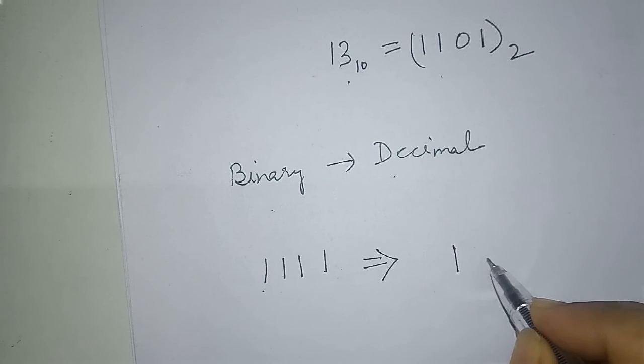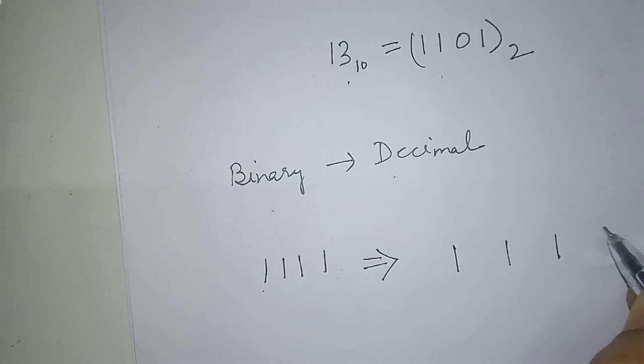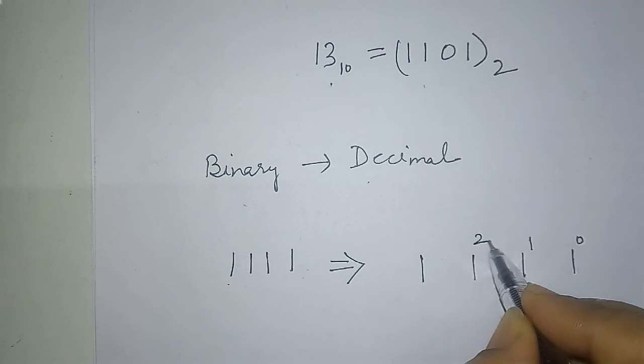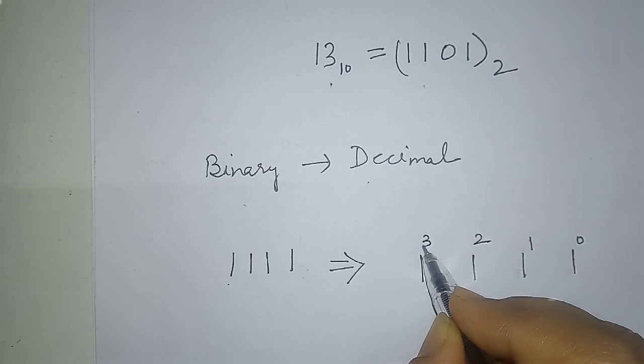So 1, 1, 1, 1. Now this is going to have the positional value of 0. This is going to have the positional value of 1. This is having the positional value of 2 and this is having the positional value of 3.